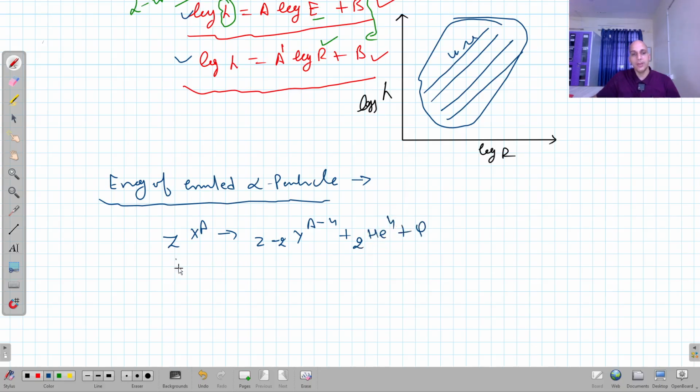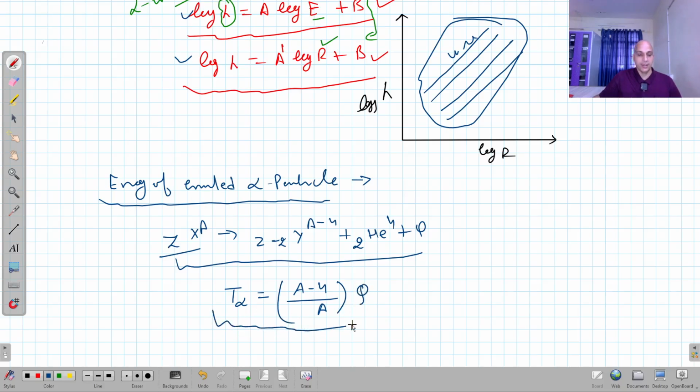Q is the Q value of the nuclear reaction, either energy absorbed or energy evolved. So if I am writing directly the result of this entire reaction when we apply the law of conservation of energy, both mass and kinetic energy, then we found that the energy of the alpha particle T alpha is equal to (A minus 4) divided by A into the Q value of the nuclear reaction. So by putting the value of A and Q, if they are given, I can calculate the value of the alpha particle kinetic energy, right?